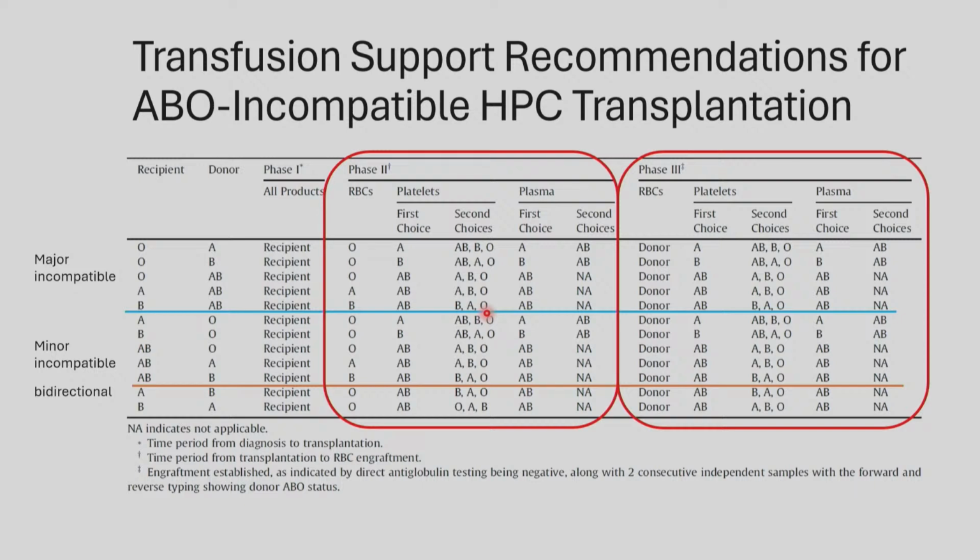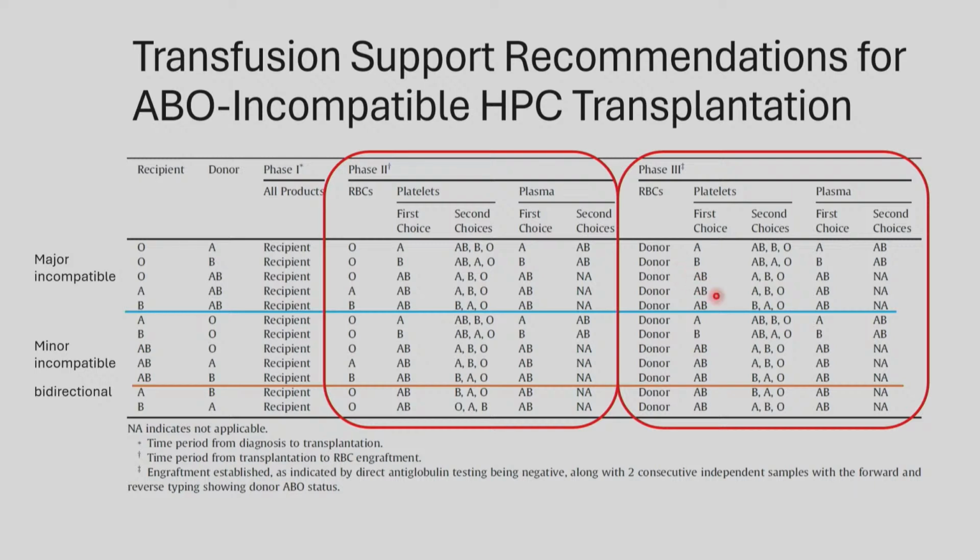So this chart shows how to deal with these patients. Phase 1 is not a big issue because you know the donor blood group and you can definitely give the patient's blood group themselves. There is no confusion here. But in phase 2 and phase 3, this table clearly shows that in phase 2 you need to give the RBCs of the recipient, and for platelets the first choice is the donor. This is how you manage phase 2, that is, from the start of chemotherapy till the engraftment phase.